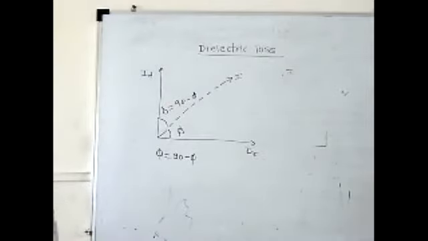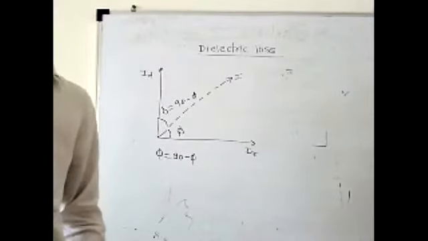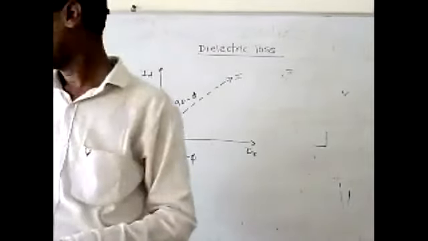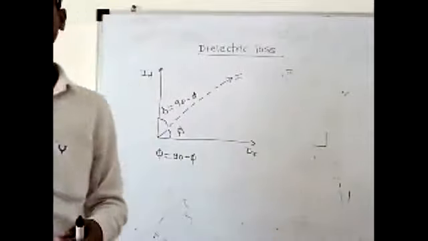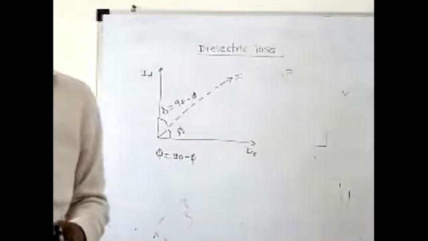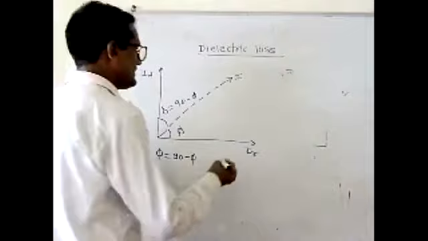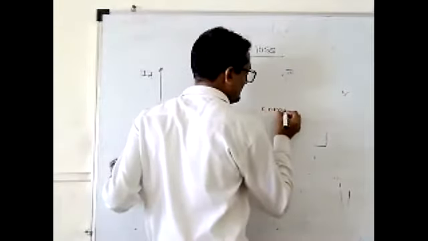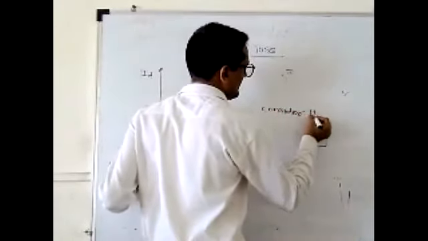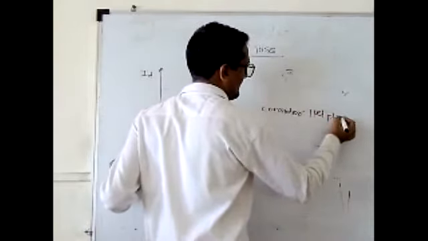Okay, what is dielectric loss? The absorption of electrical energy by dielectric material when subjected to AC supply is called dielectric loss. Okay, so now we have to derive a small derivation for dielectric loss. Consider a parallel plate capacitor.